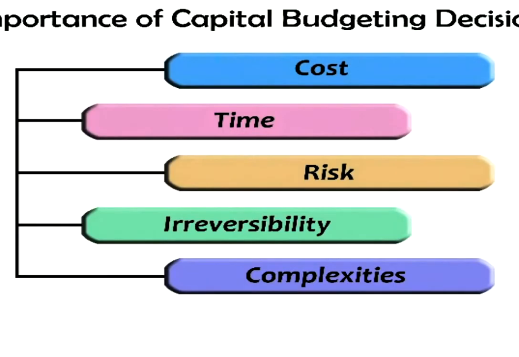Now, what is the importance of capital budgeting? There are basically 5 factors which are important in any capital budgeting decision. They are cost, time, risk, irreversible decisions and complexities. What is cost? Cost means the initial cost of a project. We need to incur initial cost on the project.